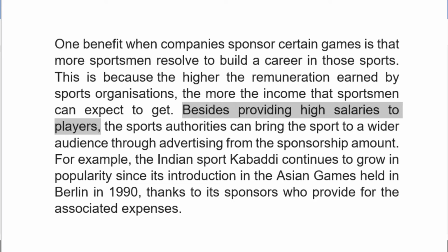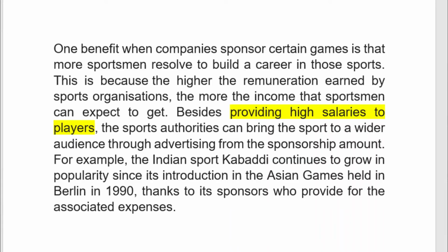For example, pause the video and read the first point. Think of how you would summarize it and what you would replace this with. So here the summary that has been taken up is, besides providing high salaries to players.